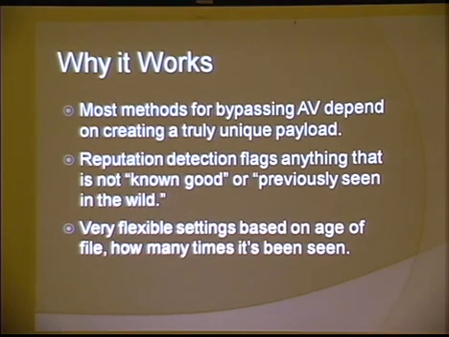Why it works: most methods for bypassing AV depend on creating a truly unique payload, right? So reputation detection flags anything that's not known good or previously seen. So you set the bar high, you set it to log, and if you have something that executes on your host that this file reputation has never seen, it's going to flag it. You don't have to block this. You can at least get an alert out of this. You can get a log to say, hey, there's this executable on one of my clients.